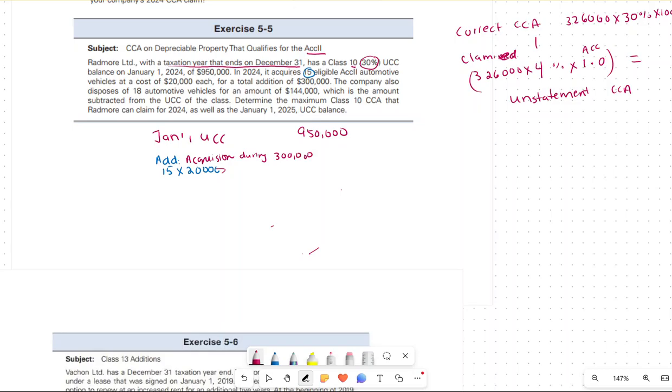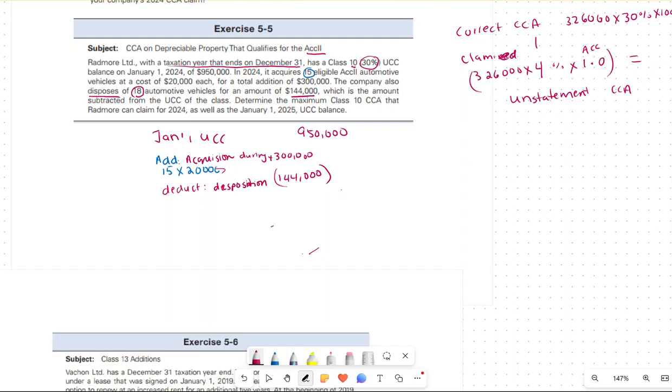So when you add the purchases, we deduct our disposition. So we deduct our disposition, and let's see what the disposition is. We deduct the disposition, which means disposal. That's another way of saying it. Dispositions are called a disposal. They told us the company also disposed 18 automobiles for the amount of 144,000. So they told us the cost of those 18 of them.